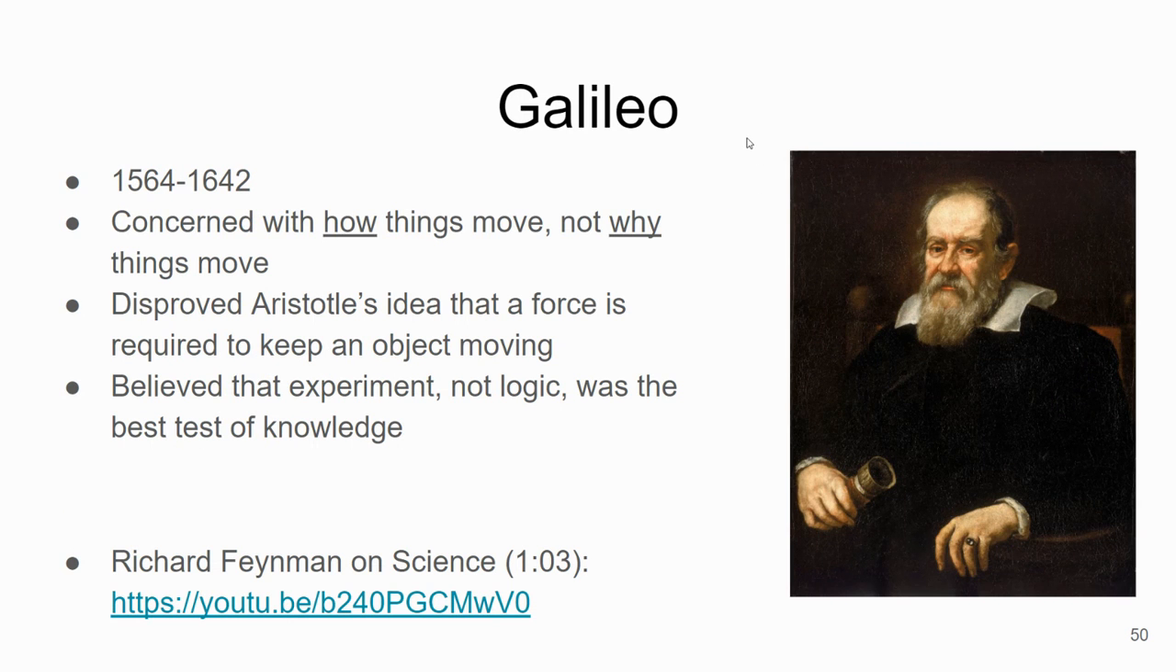So skipping ahead 2,000 years, we get to Galileo Galilei. He was concerned with how things moved, not why things move. So he wouldn't just sit around and think of the rolling ball and ponder its nature and try to figure out why its nature is causing it to do it this way. He didn't think that way at all. He was more interested in, all right, well, let's watch it move and describe how it moves and see if that leads us anywhere.